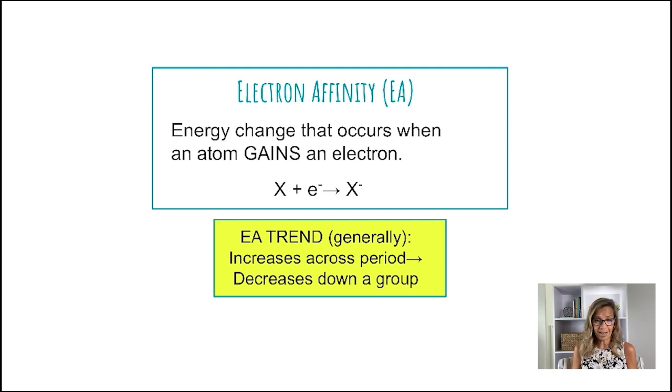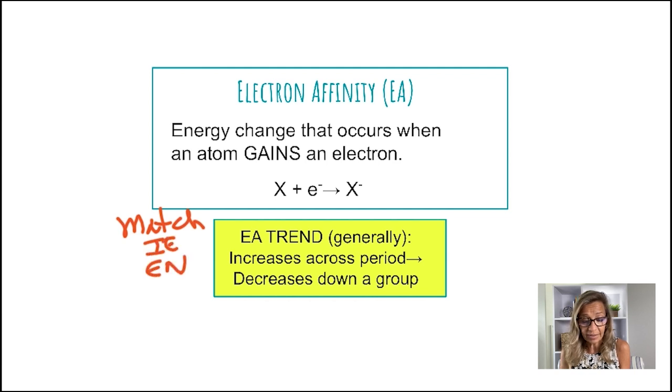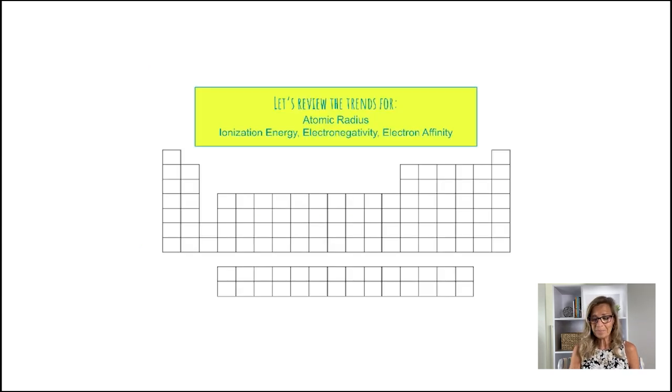So some elements want to gain an electron and give off a lot of energy. They're much more stable that way than if they have an electron removed. And so this trend generally matches ionization energy and electronegativity. Those three go hand in hand. So we increase as we go across, and we decrease as we go down.